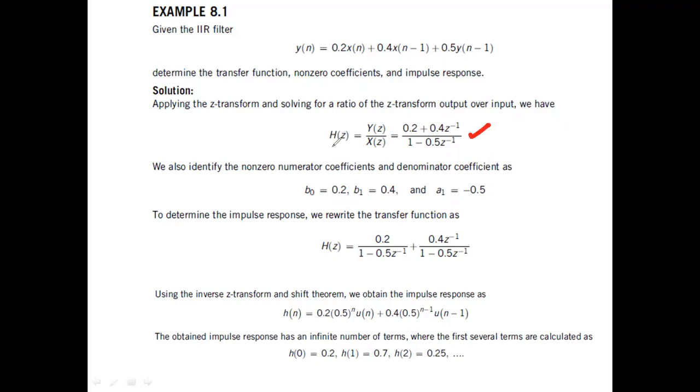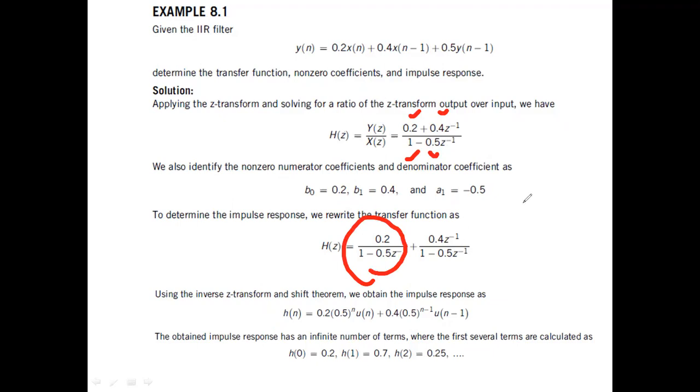So, yes, then how do we get the impulse response? What is impulse response? Inverse z transform of the transfer function is the impulse response. But when you have this kind of term, two terms in the numerator, two terms in the denominator, what we will do? We will split it. 0.2 divided by the denominator plus 0.4 into z to the power minus 1 divided by the denominator.